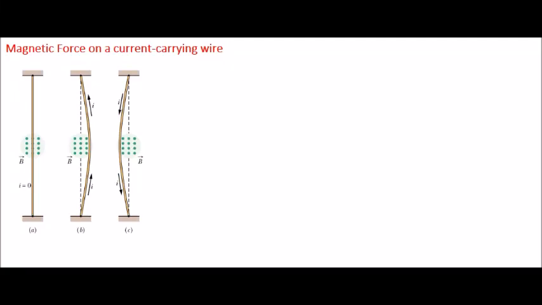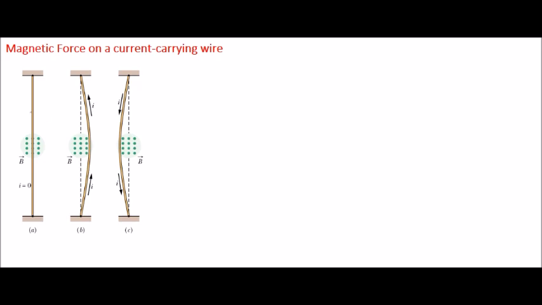We'll talk today about magnetic force on a current carrying wire. Basically, we have a wire, current circulating in this wire, and there is a magnetic field applied. How will this wire react to the magnetic field? There is an experiment shown in the figure here.